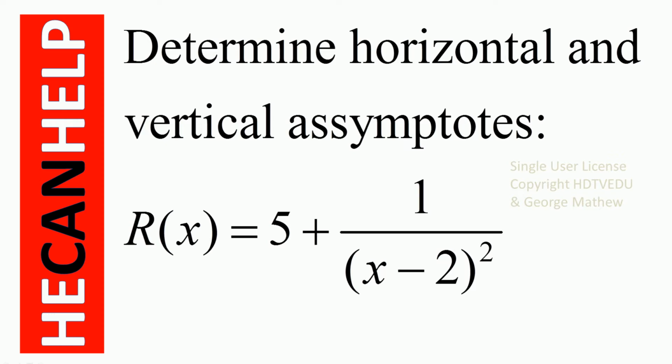Determine horizontal and vertical asymptotes. R of x is given as 5 plus 1 over (x minus 2) to the power of 2.